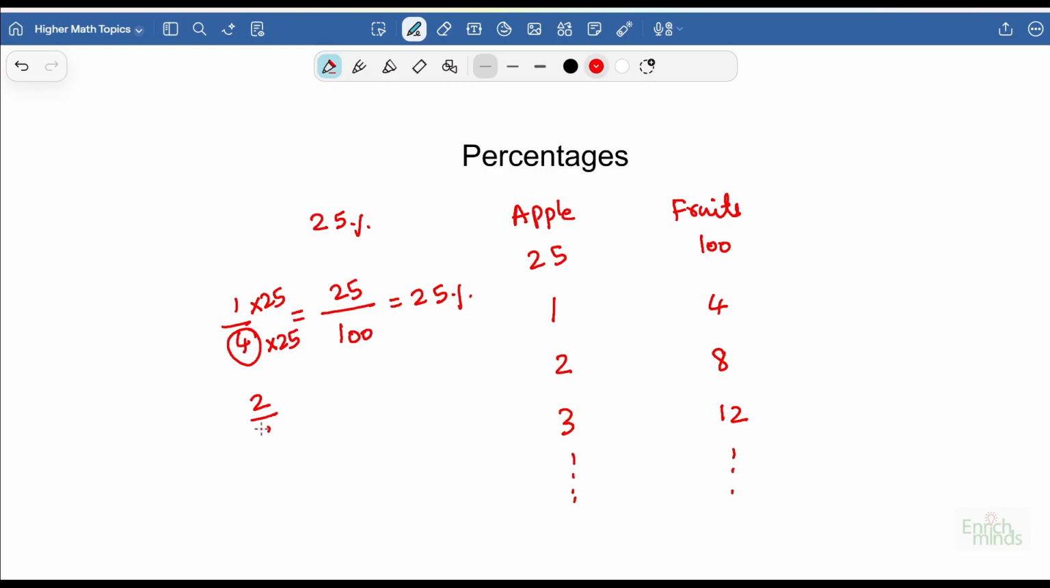Similarly, 2/8 is equal to a quarter as a fraction. They are equivalent fractions. They can be reduced. 2/8 can be reduced to a quarter, which again means it's 25%. Or 3/12 or 4/16, they all mean it's 25%.